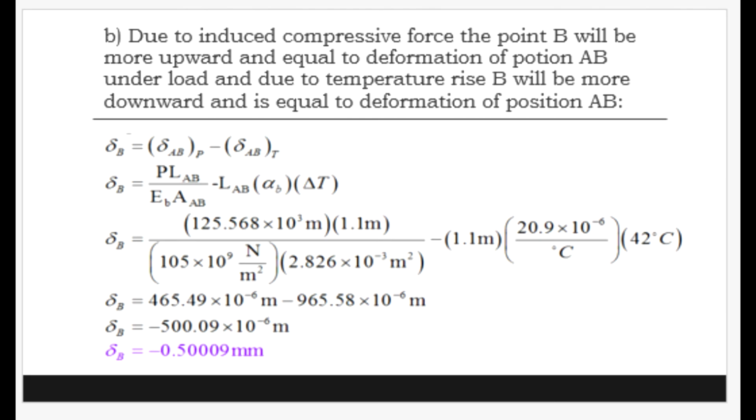And again, we will input that in our calculators, and we will get negative 500.09 times 10 to the power of negative 6 meters, or delta_B is equal to negative 500.09 times 10 to the power of negative 6 meters, or negative 0.50009 millimeters. That is all for today.